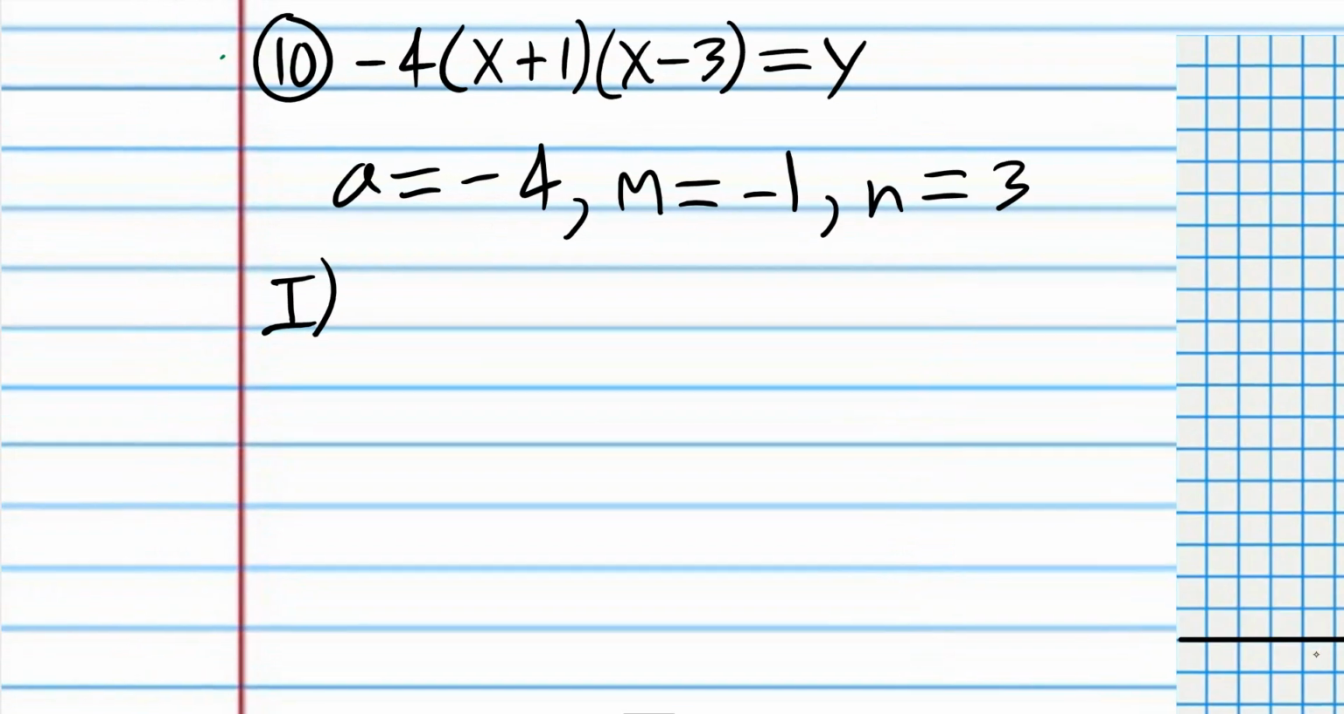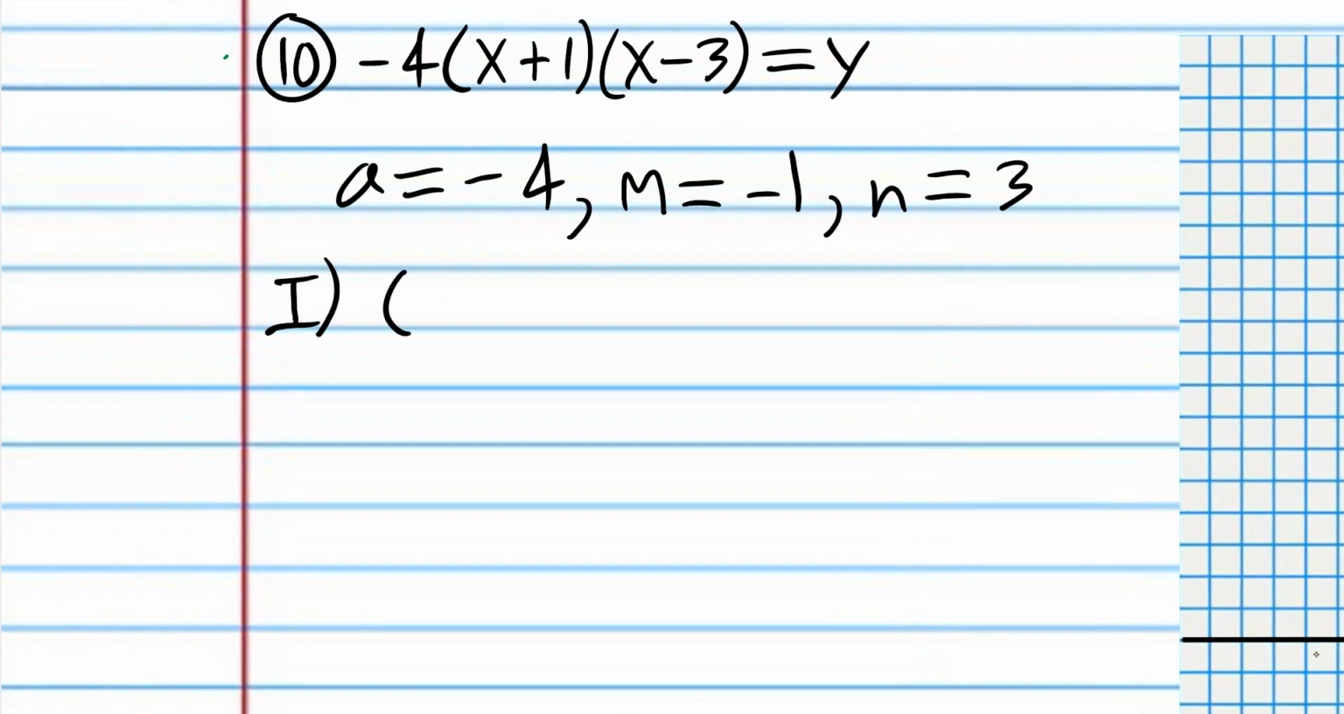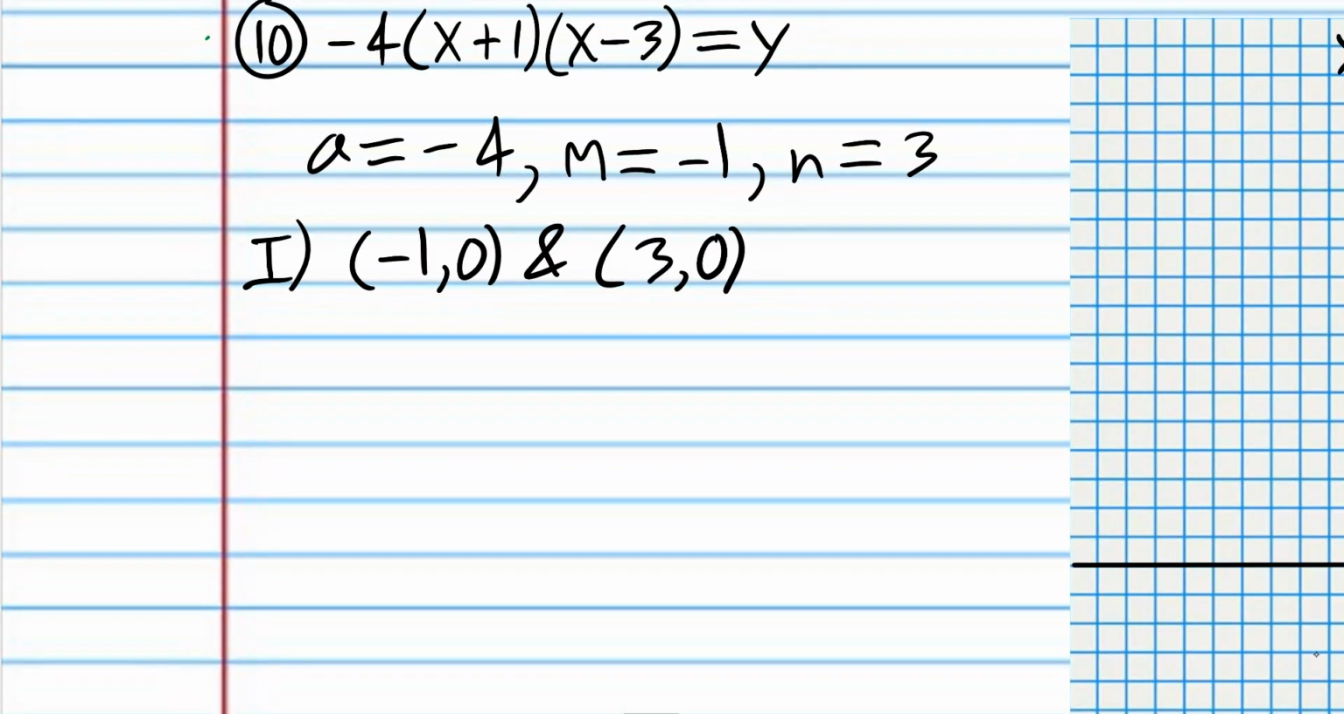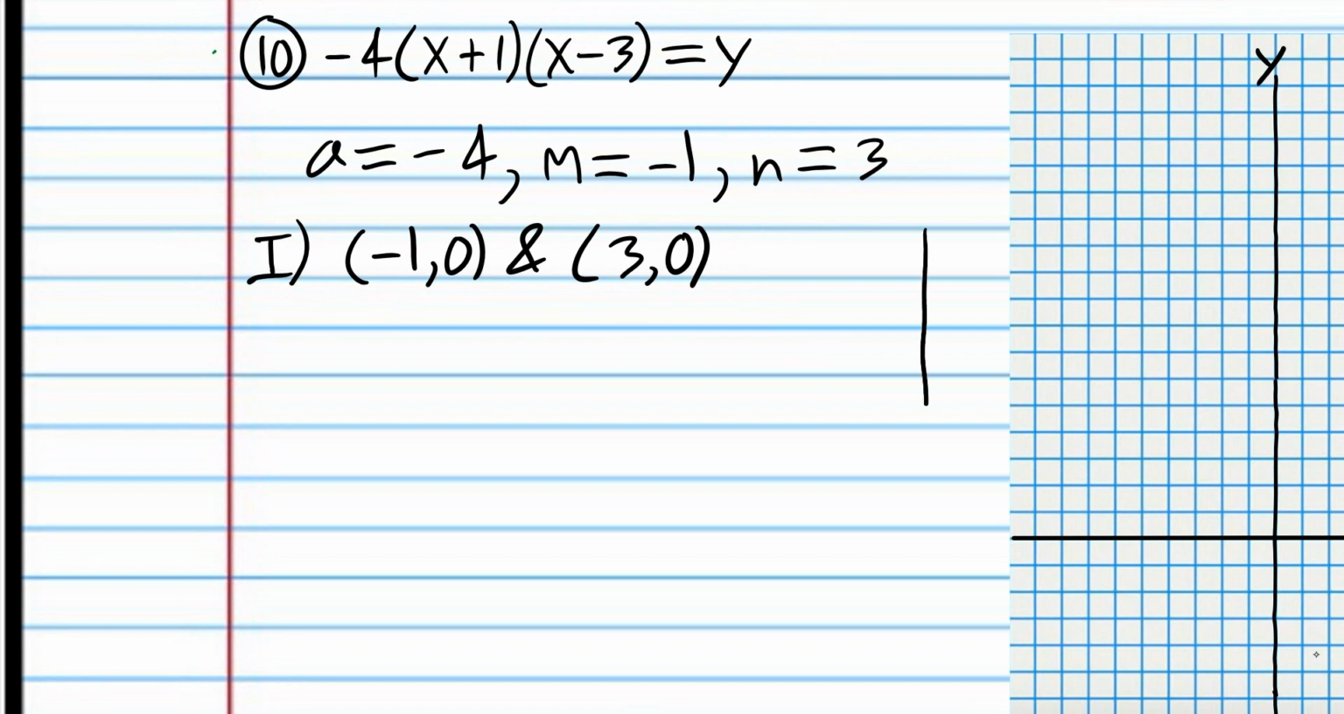Alright, we're back. So finding the x-intercepts is pretty easy. It's just -1, 0, and 3, 0. And we can go ahead and put that in a table.